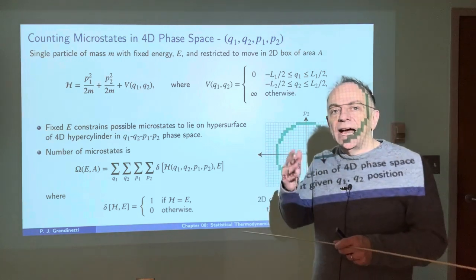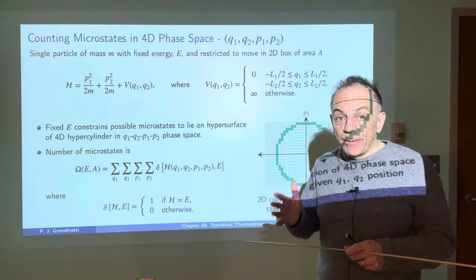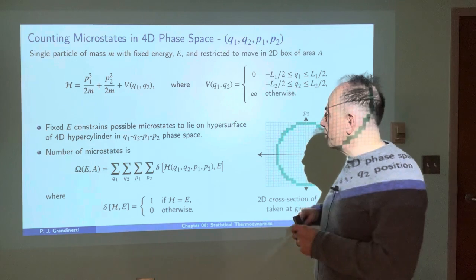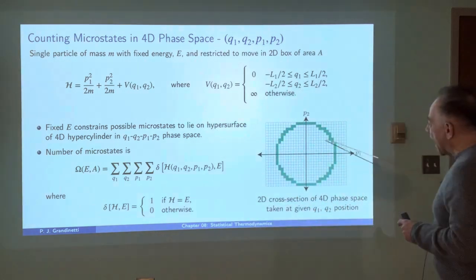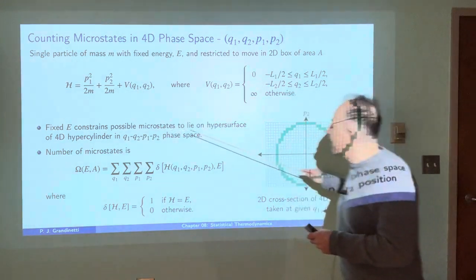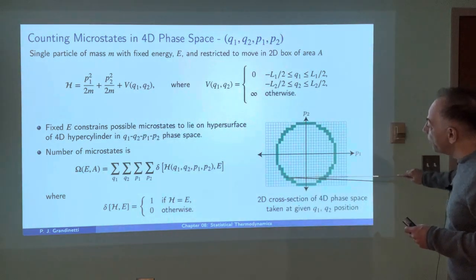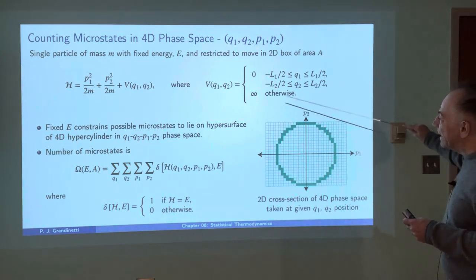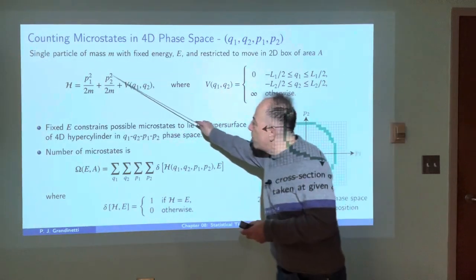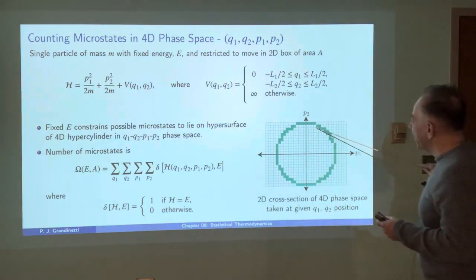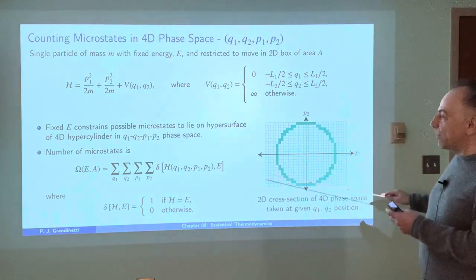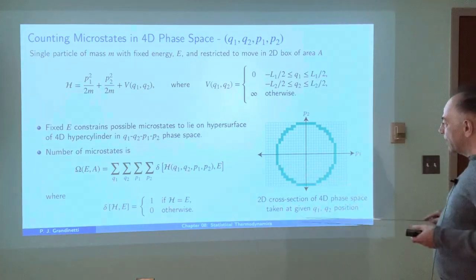So if I take, say, a cross-section out of this 4-dimensional hyperspace, a cross-section taken at 2 position coordinates, Q1 and Q2, then I would have a plot of P1 versus P2. So you can see what the allowed microstates would be in that cross-section. And what you see is that it's a circle. So the Hamiltonian here really is just describing a circle, which is the surface of this hypercylinder in this 4-dimensional space.